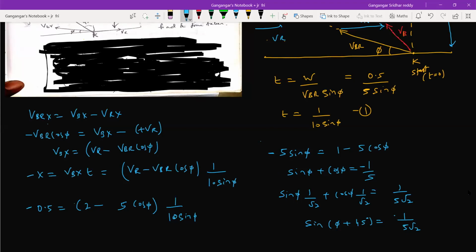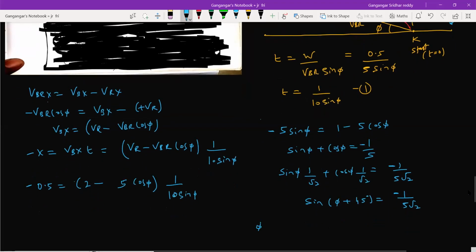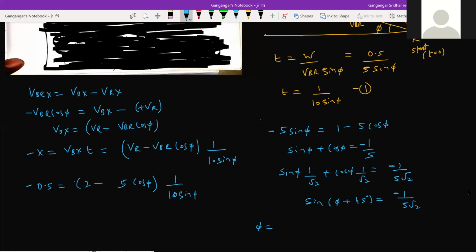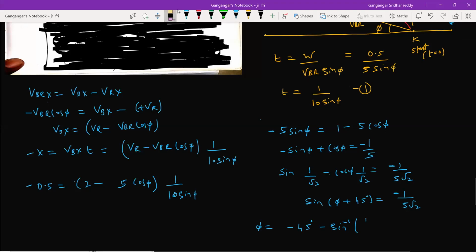We know the value. So sin phi is 1 by root 2. Okay, check the value, no? Sin inverse of this will be minus of 45 degrees. Sir, it is sin phi minus cos phi equal to minus 1 by 5, minus of sin phi, no? Sir, change this. VR is equal to 2, right? Okay, I'll make changes.